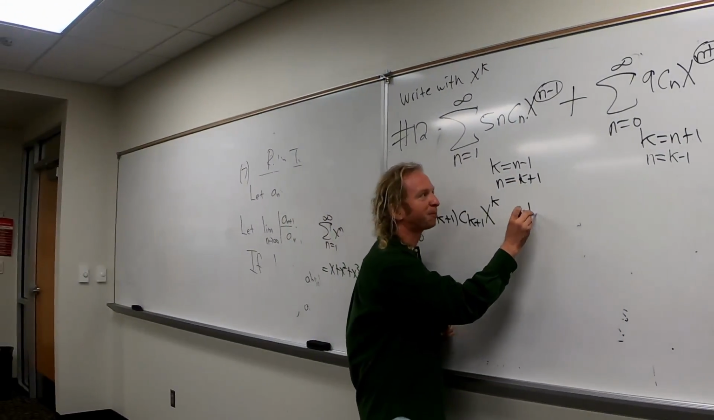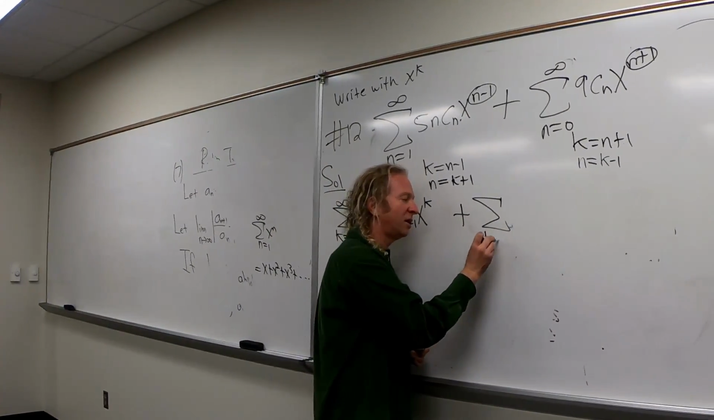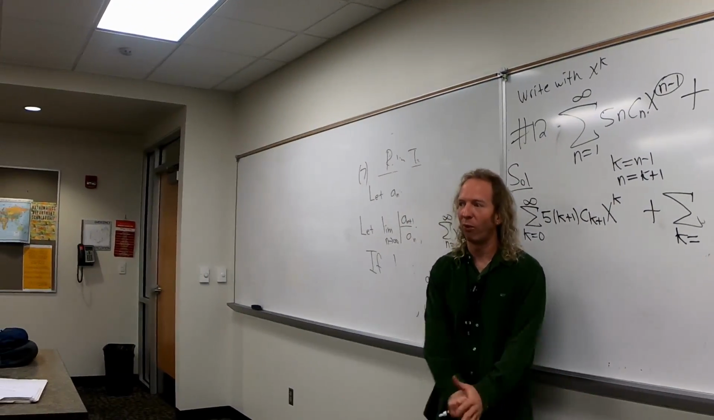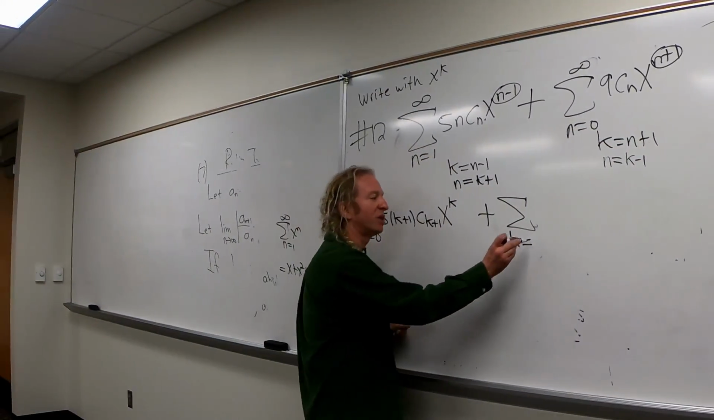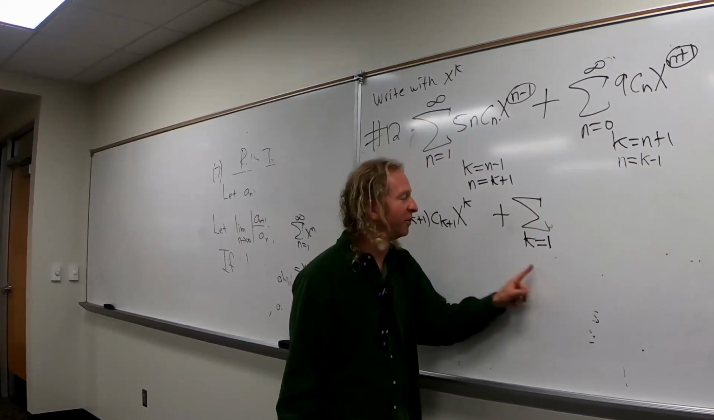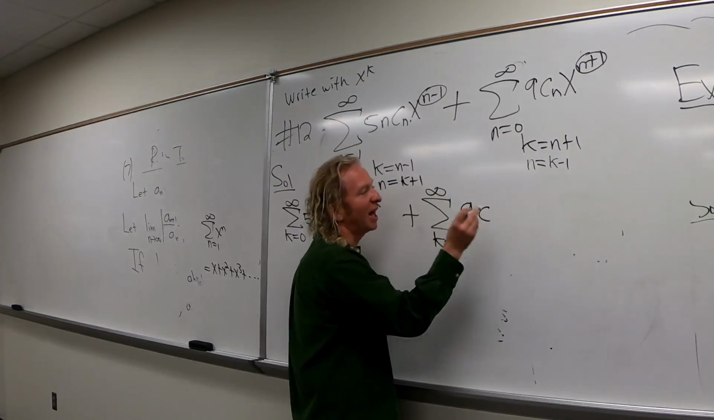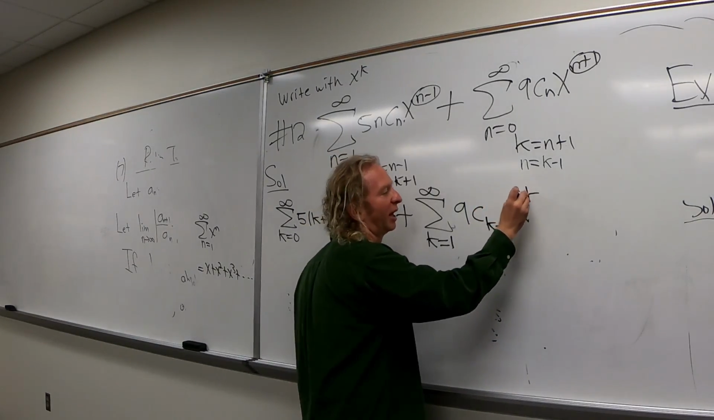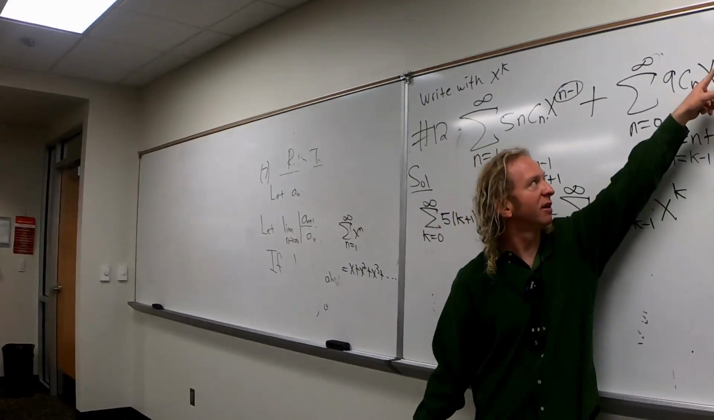All right, now let's go to this one. So we have plus, infinite sum. I picked this one on purpose because it should be harder. So k equals, what do you think this one will start at? 1, right? Because when n is 0, k is 0 plus 1, so you get 1. So 1 to infinity. Then we have 9, c sub, and then n is k minus 1. So this is k minus 1. And then we have x to the k. So n is k minus 1, and then k is n plus 1.